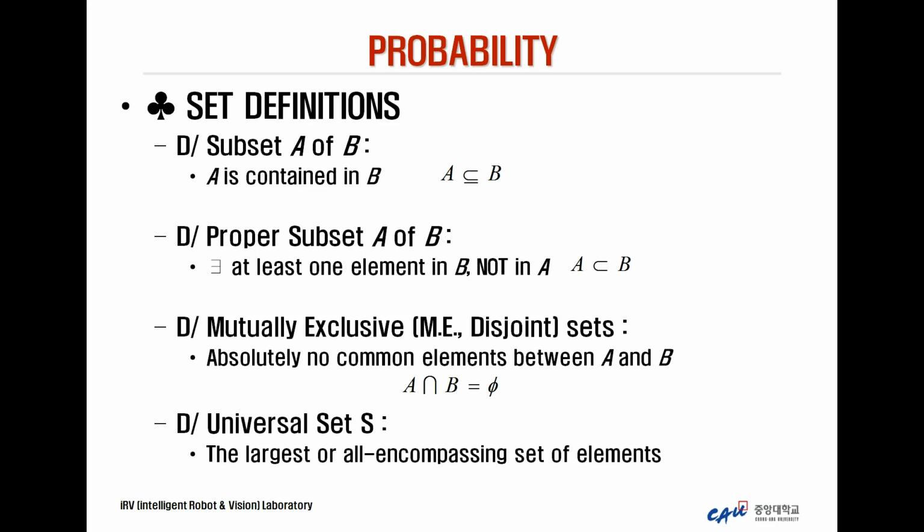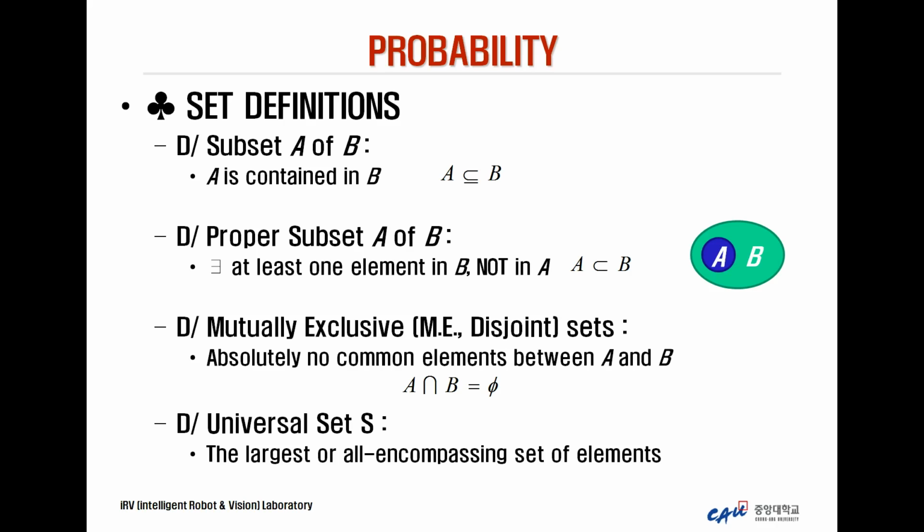A subset, A of B, means that A is contained in B. So the set A is contained or included in the set B. I use the symbol A included in B with the underbar in the symbol. A proper subset is a little bit different. There you need at least one element in B that is not in A. So I will use the symbol A included in B properly. It looks like this.